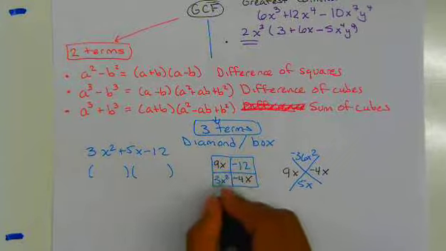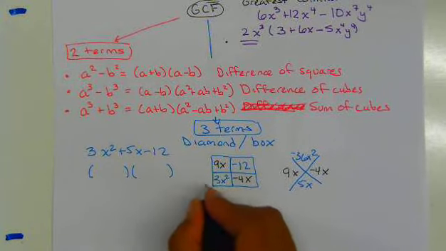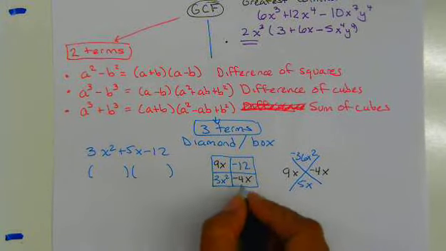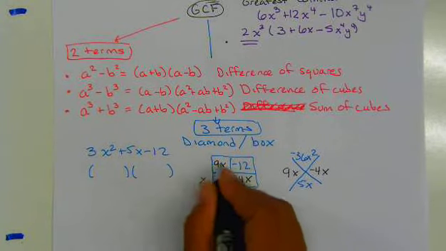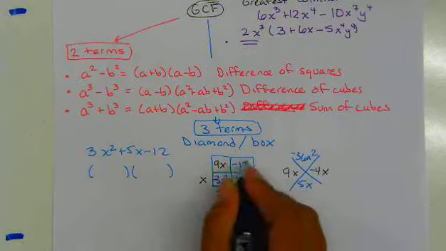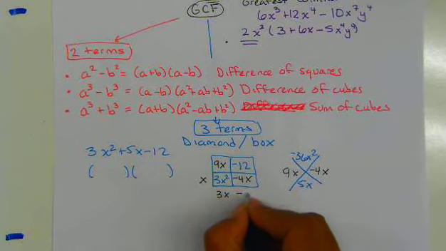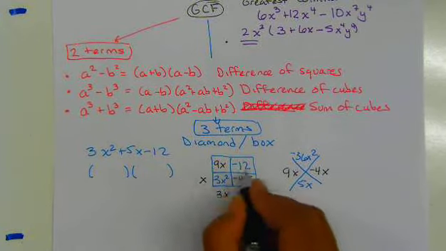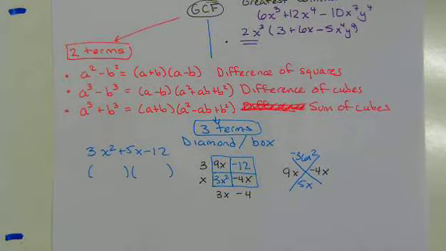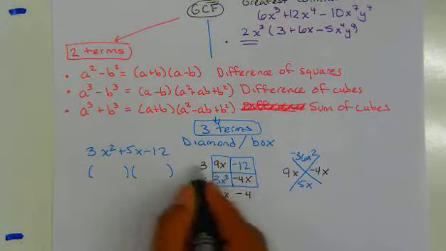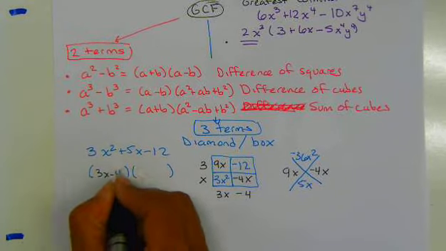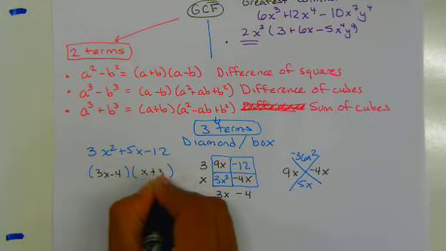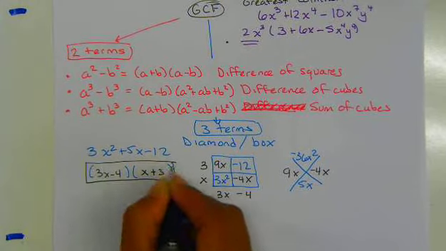And again, now we just factored. So what do these have in common? They have nothing in common. So this would just be an x. This has a 3x in common. This has a negative 4 in common. And this has a 3 in common. So you're just factoring. This is like the GCF of that. So your final answer is going to be 3x minus 4, x plus 3. So this is the factored form of that trinomial.